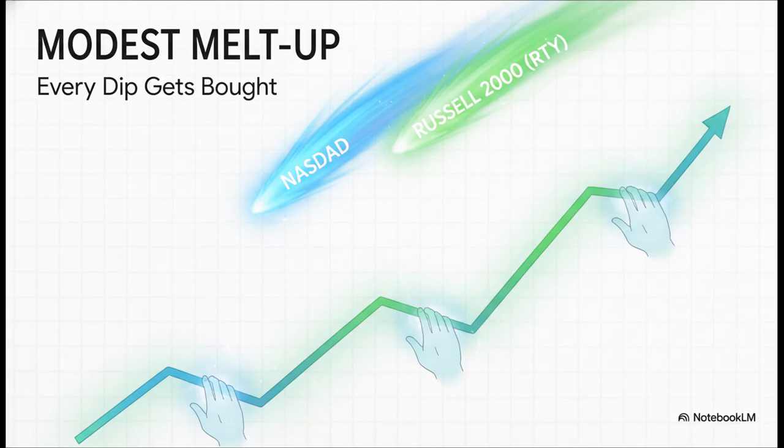On Monday, April 13th, the Nasdaq Composite actually logged its 9th straight winning session. Pretty incredible. And the Russell 2000 surged 1.44%, outperforming the big guys, and that was mostly driven by some really aggressive short covering. All of this is painting a picture of a market in a, let's call it a modest melt-up. It's just this passive upward grind where every single dip gets bought up.